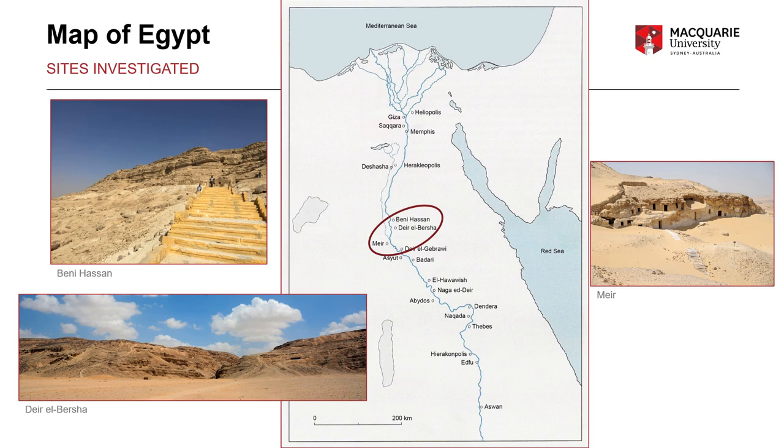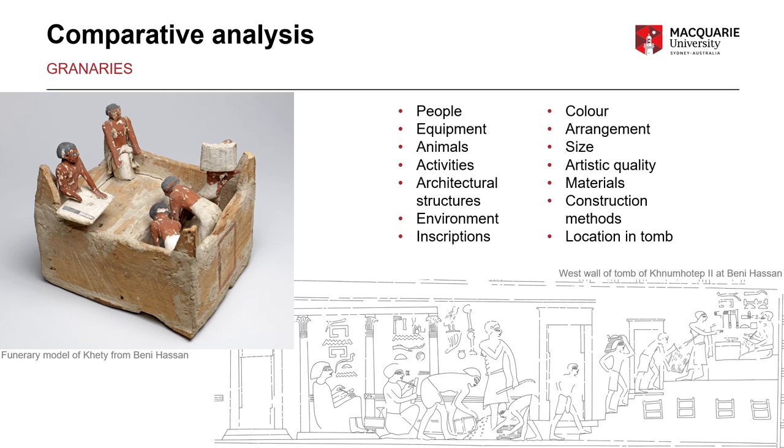The comparison itself required a very detailed examination of every representation. When looking at each model and each wall scene, I recorded all of the major aspects of the representation and also all of the minor details. So these included the specific movements and gestures of the figures, the objects and equipment that they used, the spatial relationships between the components, the appearance of animals and how they're depicted, the architectural structures represented, the depiction of the surrounding environment, the use of inscriptions in the representations, the colours employed and the artistic quality of the designs, the use of size and scale, the materials used and the construction methods employed in artistic creation, and also the location of the representations in the tomb.